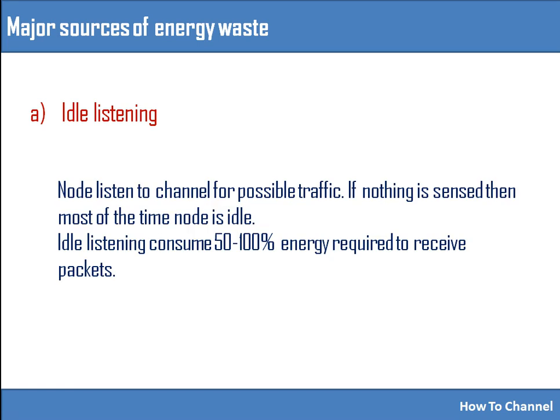And the last one is idle listening. A sensor node doesn't know when a packet will come. So that node has to keep on listening, and this listening is known as idle listening if no packet arrives. And idle listening actually consumes 50 to 100% energy. So if we somehow decrease this idle listening duration, we can achieve a reduction in energy consumption. So we have seen three major sources of energy waste.